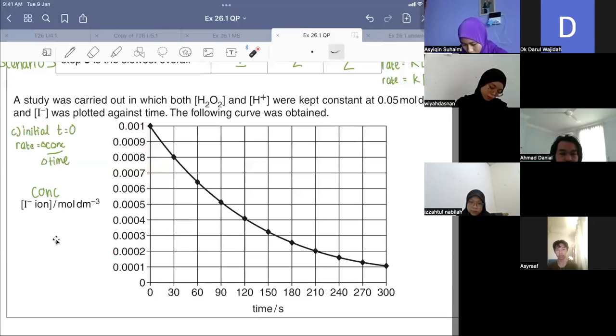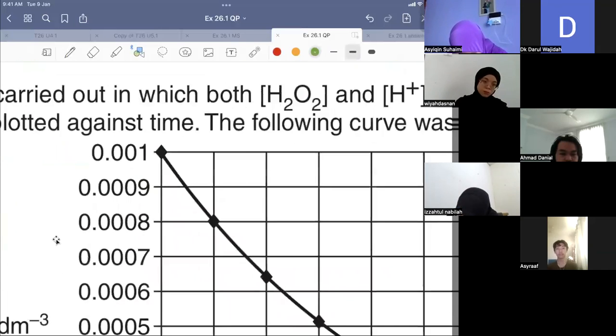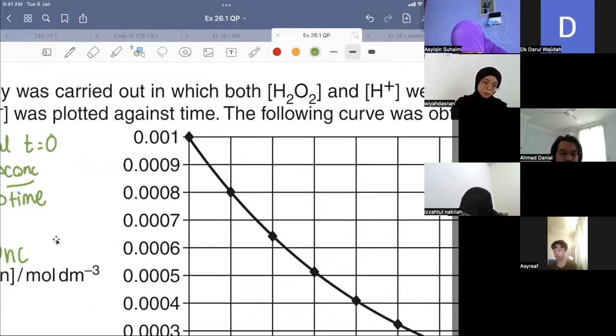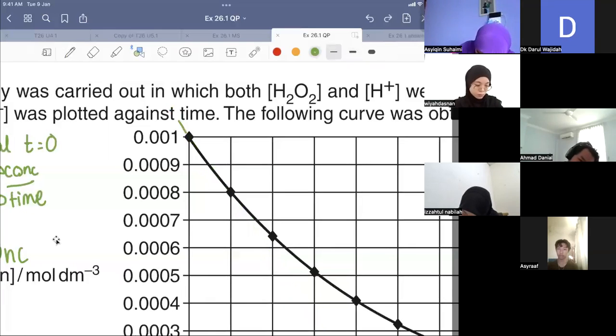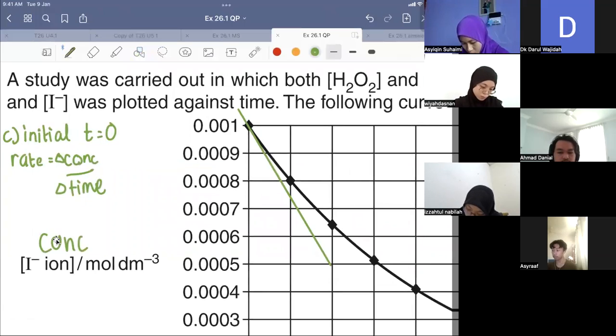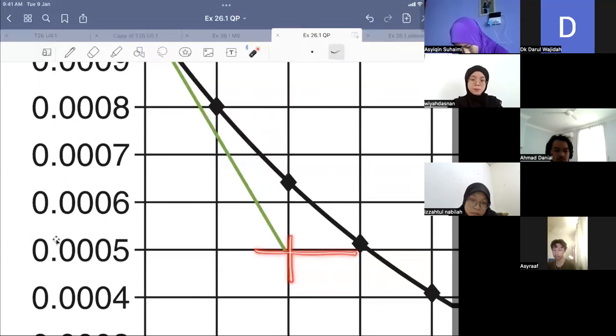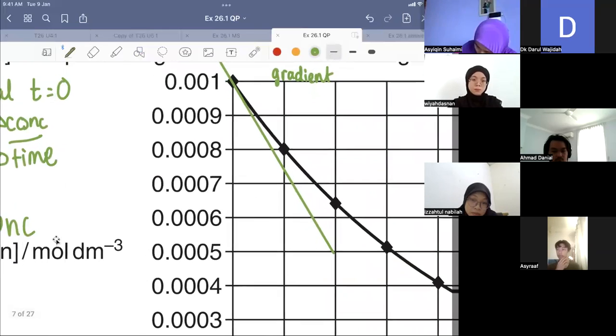Since your graph is a curve, you need to draw a tangent that passes through t equals to zero and extend your line so that you can reach a point that has nice coordinates. Okay, so I will try to, that's not a nice line. Maybe something thinner. Maybe there. Okay. So then I will find the gradient of the tangent at t equals to zero. I'm sure you all know how to find the gradient, right? What I mean by nice coordinates is you choose a point that lies on the line of the graph paper, so that you can read off the coordinates easily.